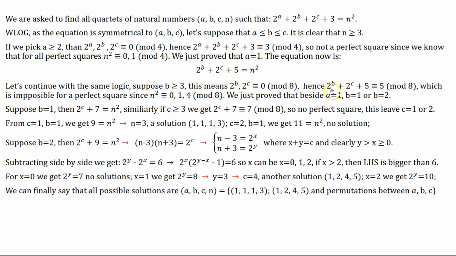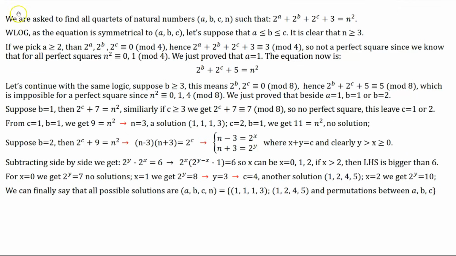So we'll have that when 2 to the b plus 2 to the c plus 5 is divided by 8, it will give a remainder of 5. But again, we have a contradiction, because in the same way we proved that perfect squares are congruent to 0 or 1 modulo 4, we can prove that perfect squares are congruent to 0, 1, or 4 modulo 8. And in this case, we have the congruence 5 modulo 8. So this sum cannot be a perfect square if b is greater or equal to 3. We just proved that besides a equal to 1, b can take only two values: b is equal to 1 or b is equal to 2.